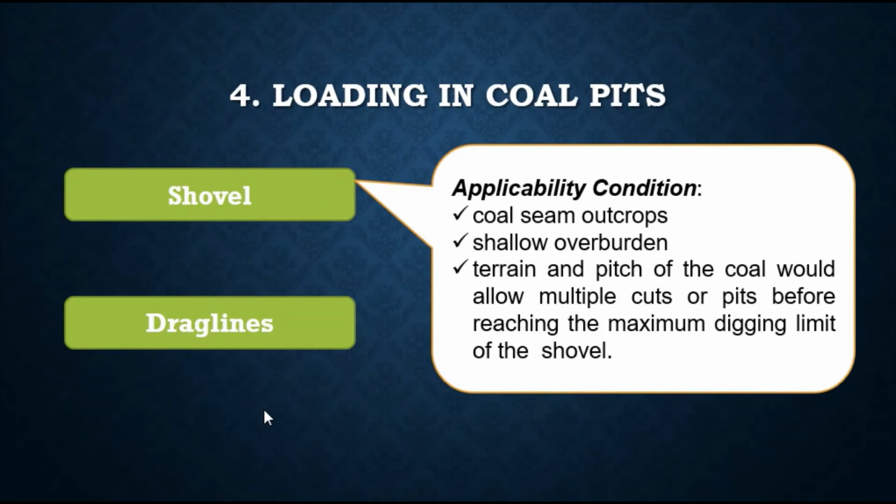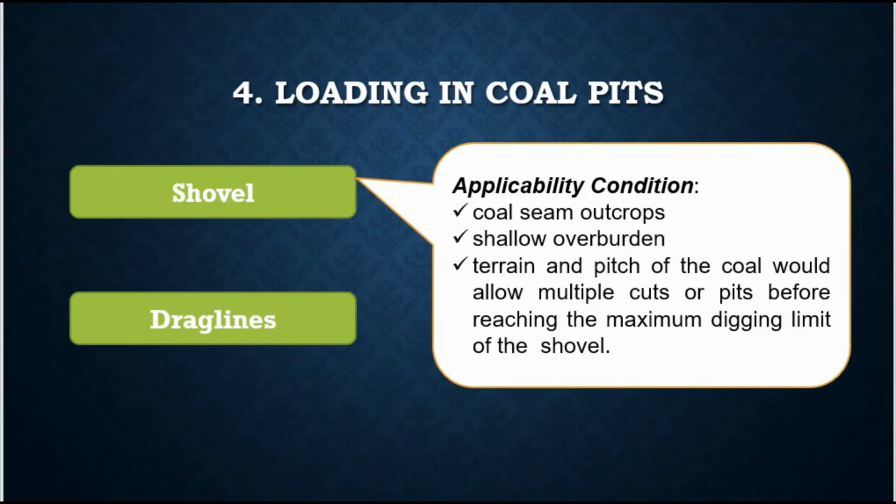So, next in the sequence is the loading. In loading, basically, we have two kinds of equipment: the shovel and the draglines. The shovel is used for coal seam outcrops, and it is used if the overburden is shallow. The terrain and pitch of the coal allow multiple cuts of pits before reaching the maximum digging limit of the shovel.